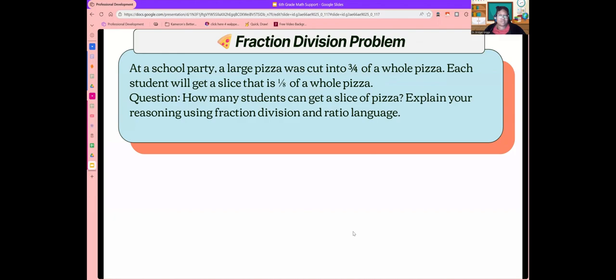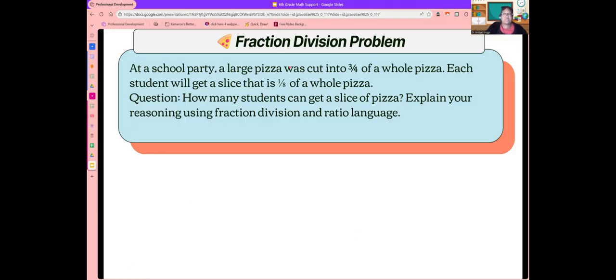Our fraction division problem today is, at a school party, a large pizza was cut into 3/4 of a whole pizza. Each student will get a slice that is 1/8 of a whole pizza. How many students can get a slice of pizza? Explain your reasoning using fraction division and ratio language. So let's look at this.